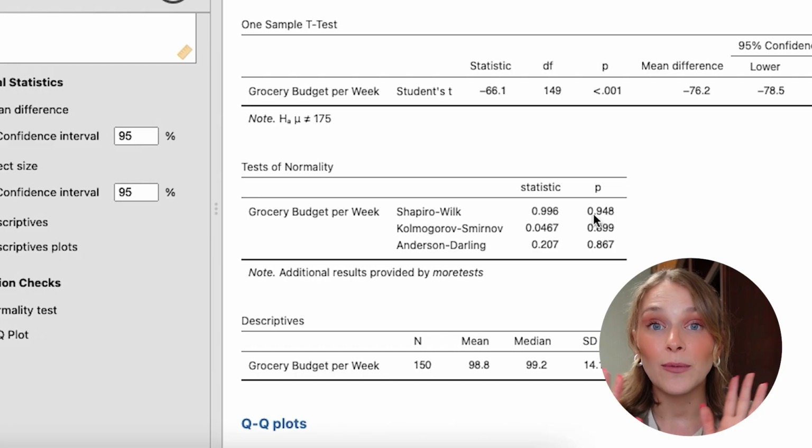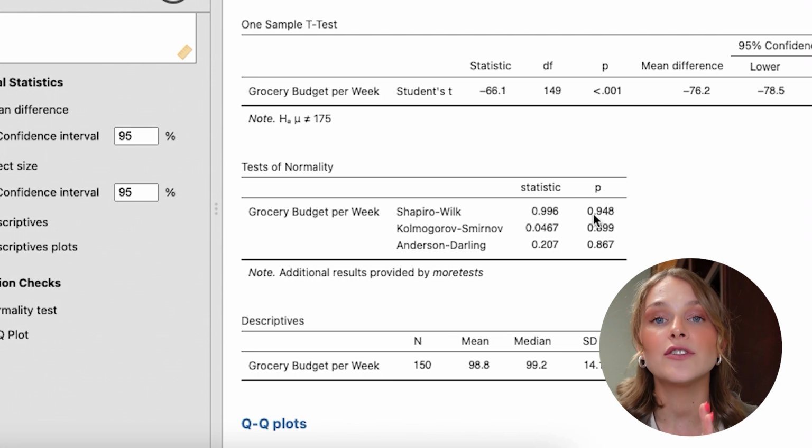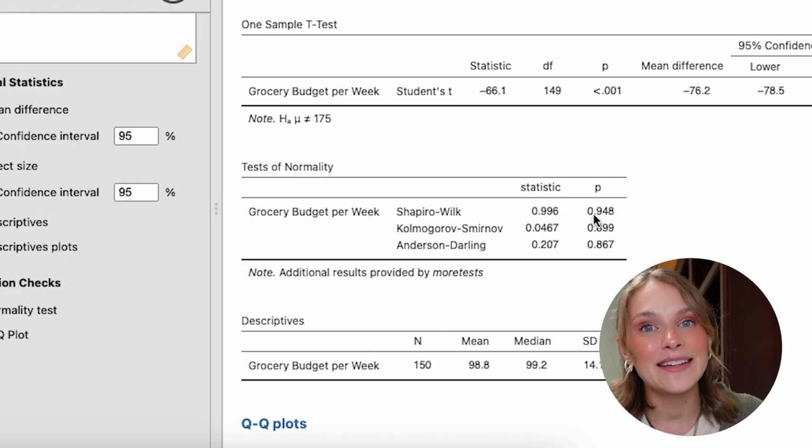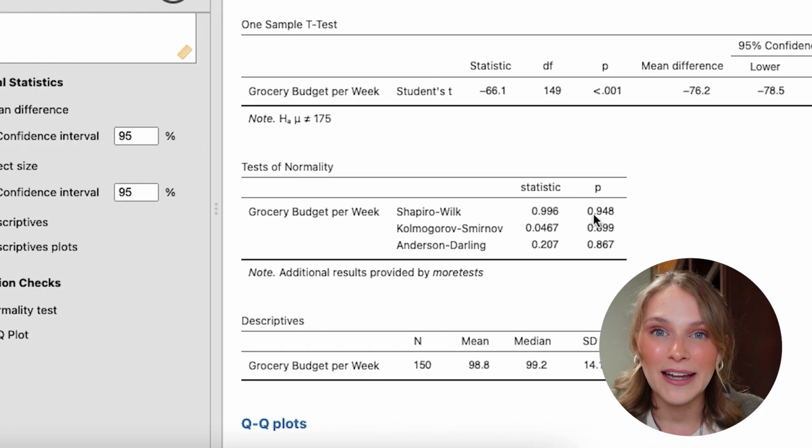Now, normally when we see a p-value that is below 0.05, we might get excited and think, oh, that's a good thing because we've determined that there is statistical significance. However, when we are looking at our assumptions and we see a p-value that is less than 0.05, that still indicates statistical significance, except this time we don't get excited because that statistical significance means that our sample data was statistically significantly different from an ideal normal distribution. And that's no good because we want our data to be normally distributed.